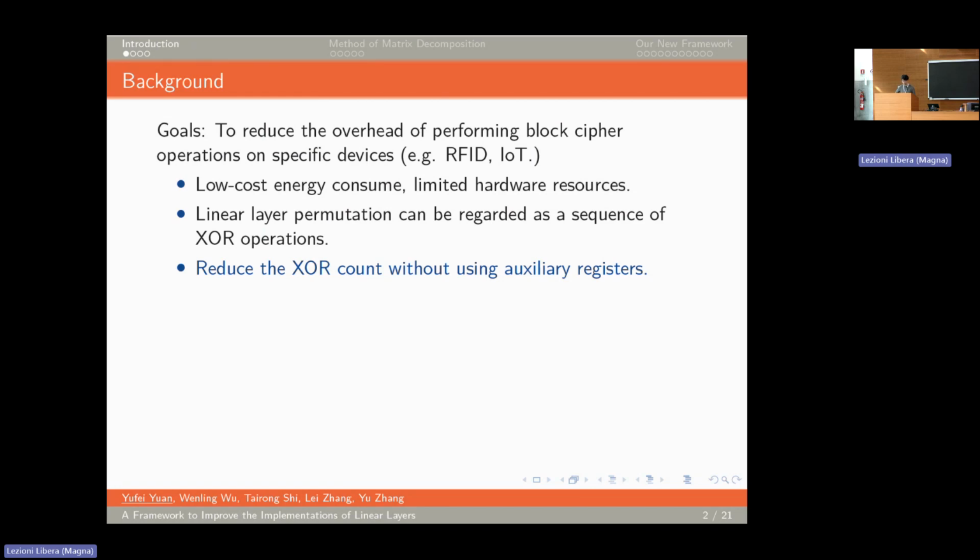And this constraint makes us explore how to implement the symmetric cipher components. And in the case of linear layer, the permutation can be regarded as a sequence of XOR operations. So our goal is to reduce the XOR count without using the auxiliary registers, since in some cases the registers are also resource intensive.